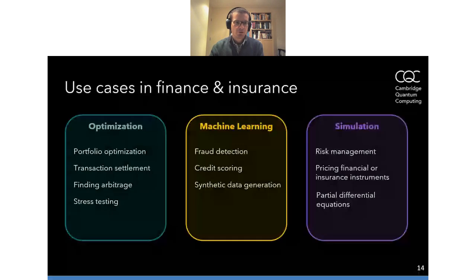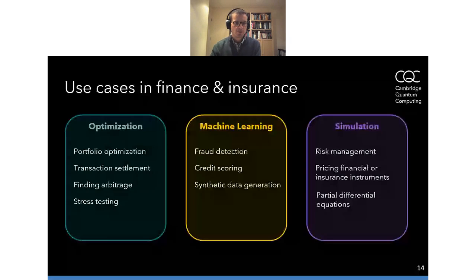Pricing financial instruments similarly can use Monte Carlo simulation to price, for example, options in finance. So options are financial products that only get executed when, for example, a certain underlying hits a barrier or hits a certain price at the end of the life of this instrument.